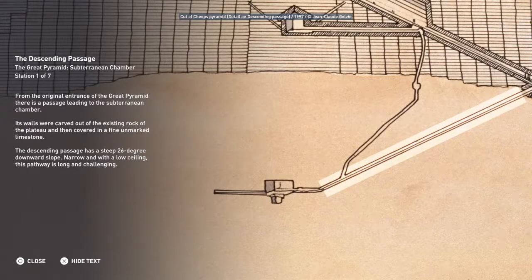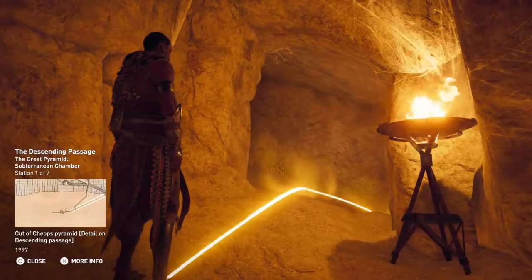The descending passage has a steep 26-degree downward slope. Narrow and with a low ceiling, this pathway is long and challenging.